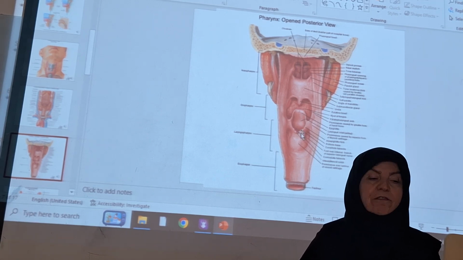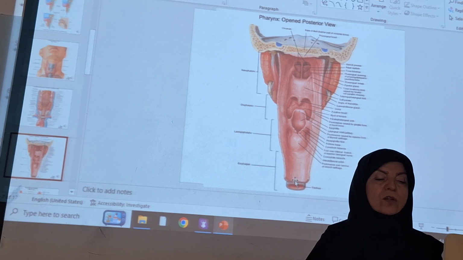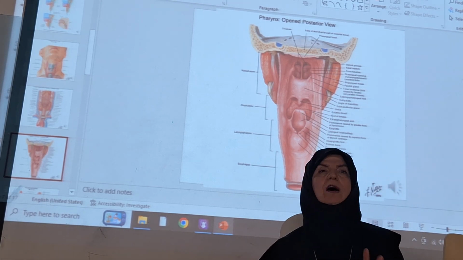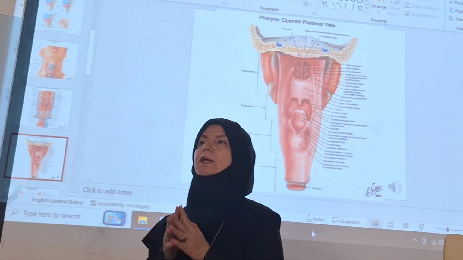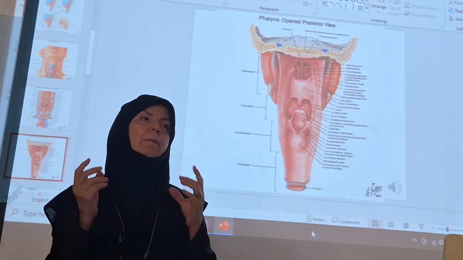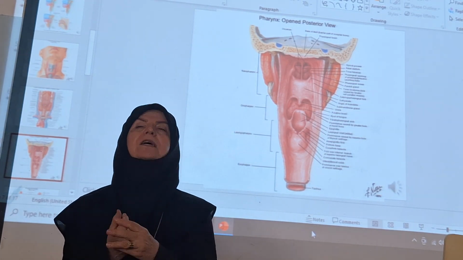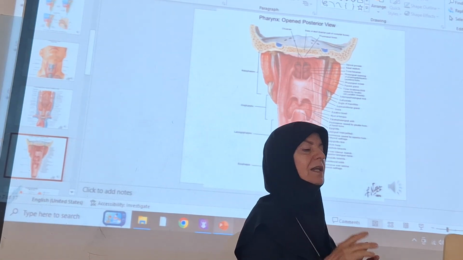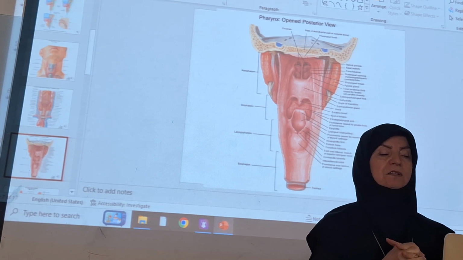Okay? And the pharynx inferiorly is going to be continued to the esophagus. Now look at the nasopharynx. We are going to explain the pharynx completely for you in the digestive system. We explain everything in detail about the esophagus in the digestive system.